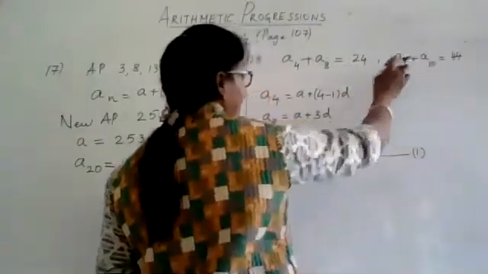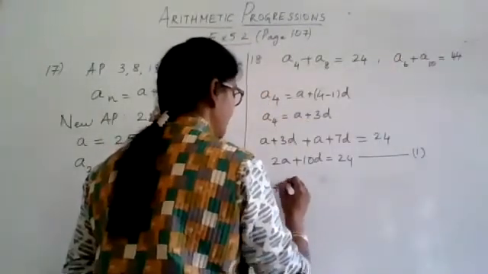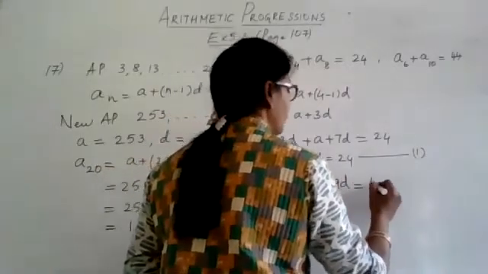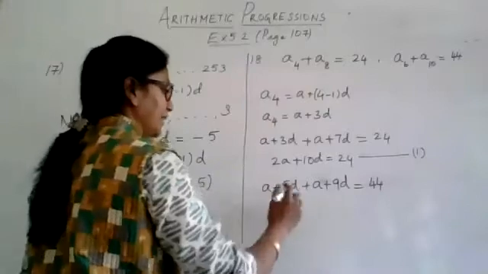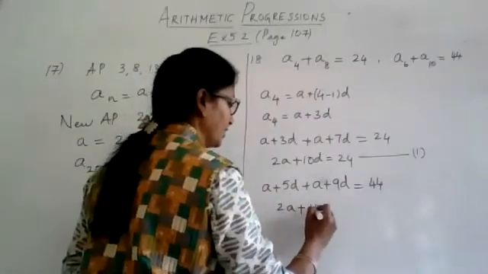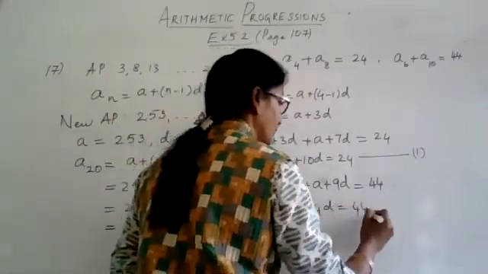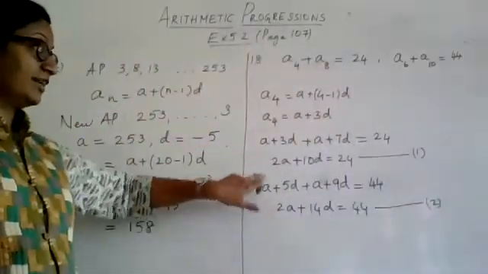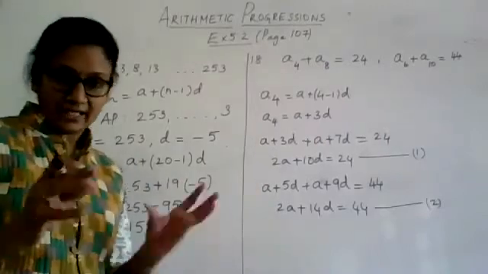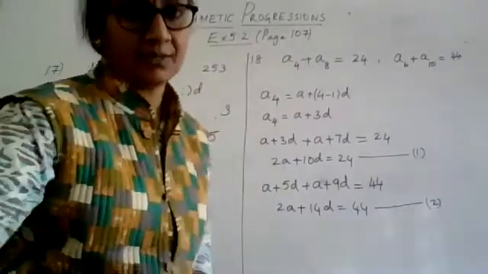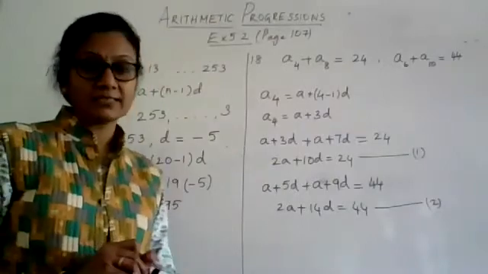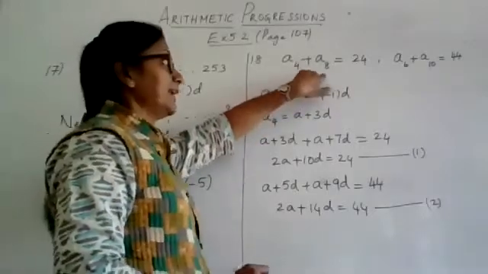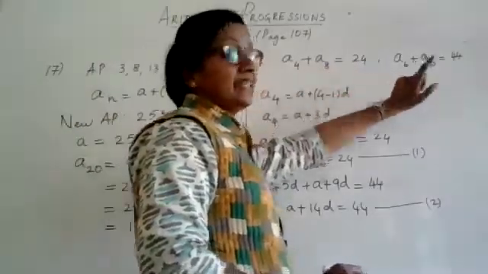Now using the second information, A6 is A plus 5D and A10 is A plus 9D. That is equal to 44. Again add the like terms, A and A make 2A, and 9 and 5 make 14D, so 2A plus 14D equals 44. This becomes my second equation. So I have 2 equations in 2 variables, A and D, and those are the 2 variables I need, because I want to find the first 3 terms of this AP, which has the condition that A4 plus A8 is 24 and A6 plus A10 is 44.